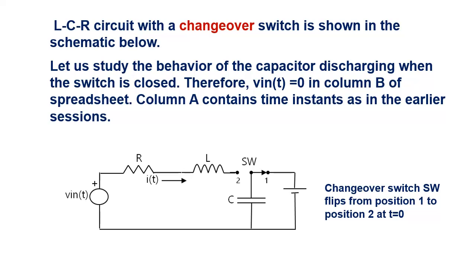We will start our first exercise with LCR circuit with the schematic shown. This helps us in conceptualizing how the initial condition for capacitor voltage can be implemented. The changeover switch changes over from position 1 to position 2 at t equals 0. Therefore, voltage from the battery becomes the initial condition for the capacitor voltage. If we set the input voltage to 0, we should observe the behavior of the capacitor discharging through the inductor and resistor.